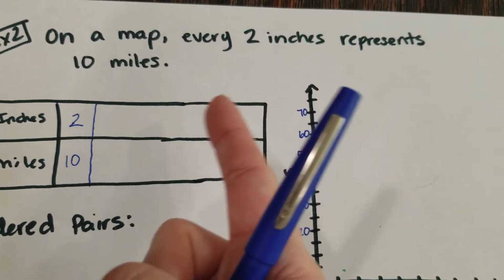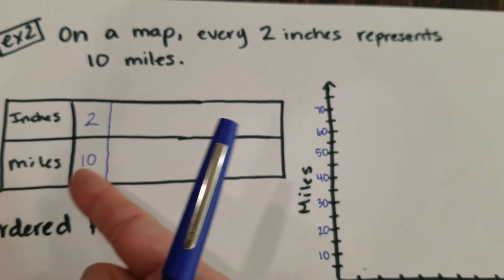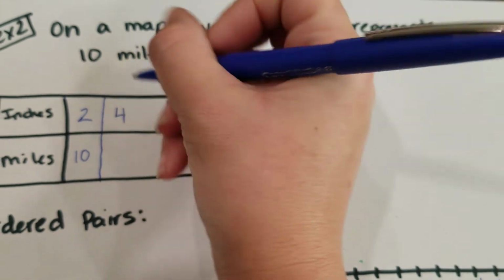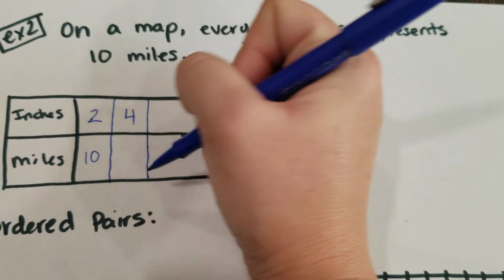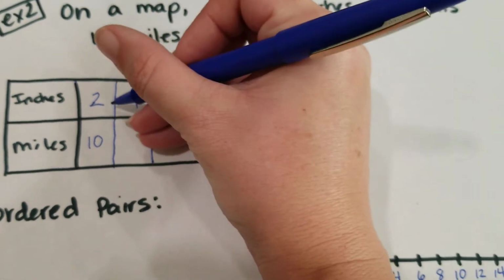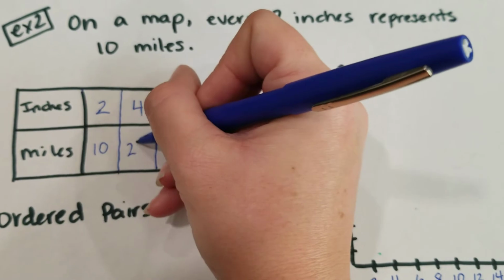And so 2 inches represents 10 miles, so we have 2 inches, 10 miles, okay? Let's go up by 2s. What if it was 4 inches? How many miles is represented in 4 inches? Well, if I doubled this, then that means I'm going to double this, so 20, right?